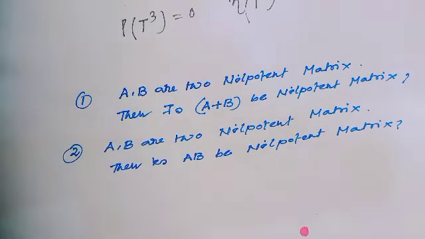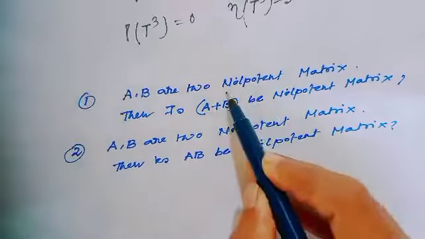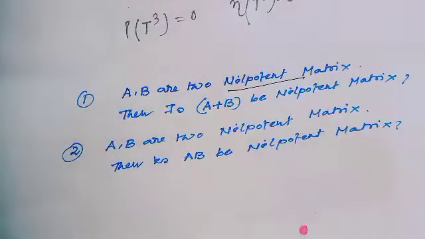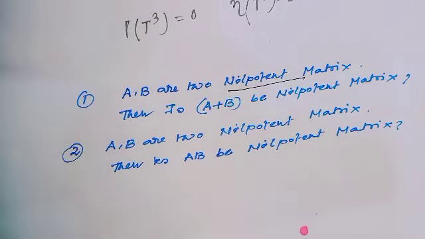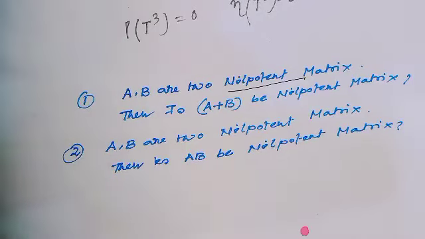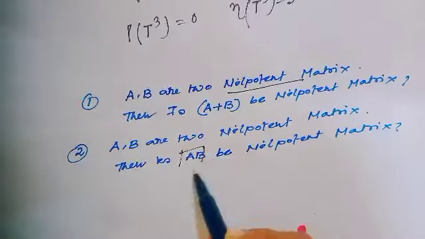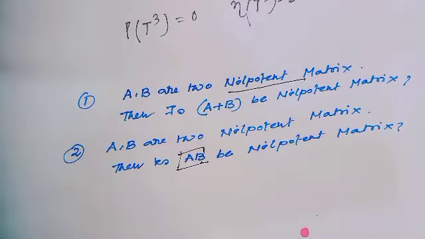Now see our second goal: some nice property of nilpotent matrix. First question. Consider A and B are two nilpotent matrices. Then, is their sum also a nilpotent matrix? Also, if A and B are two nilpotent matrices, then is their product a nilpotent matrix?